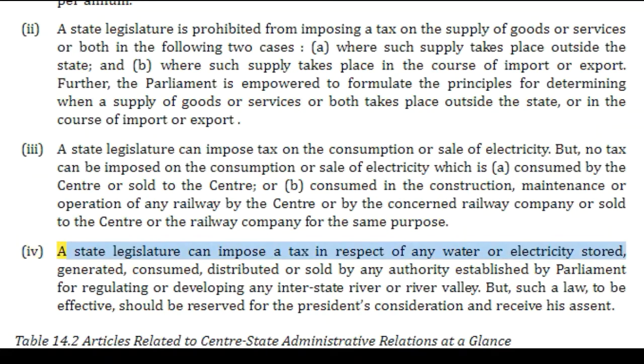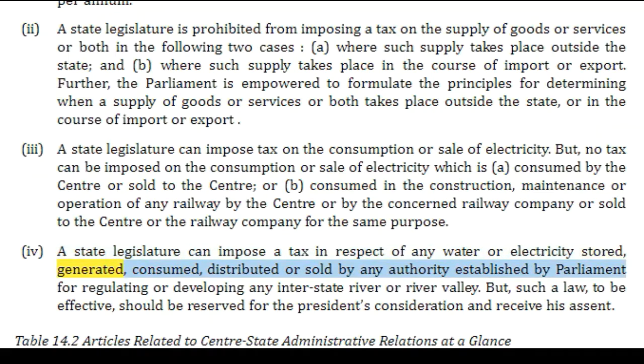4. A state legislature can impose a tax in respect of any water or electricity stored, generated, consumed, distributed or sold by any authority established by Parliament for regulating or developing any interstate river or river valley. But such a law, to be effective, should be reserved for the President's consideration and receive his assent.